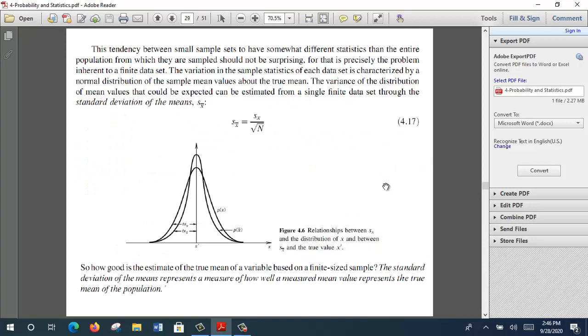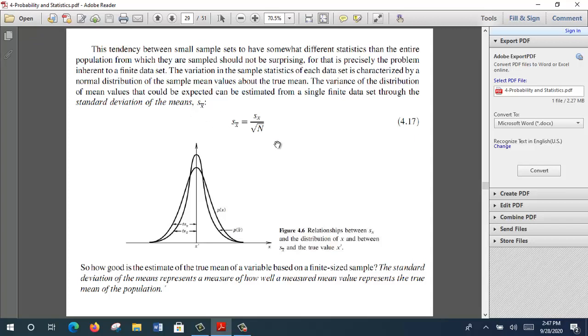Okay, we continue more on that. The tendency of a small sample set to have a somewhat different statistic than the entire population from which the samples are drawn should not be surprising, for that is precisely the problem inherent to a finite data set. Okay, so the variation in the sample statistic of each data set is characterized by the normal distribution of the sample mean about the true mean. So the variance of the distribution of the mean can be estimated for a single finite data set through the standard deviation of the mean.